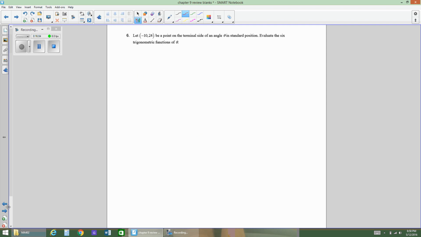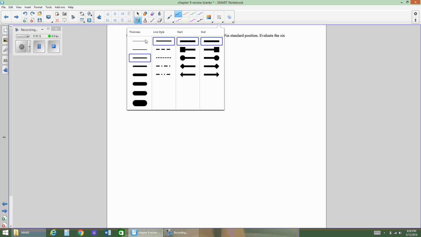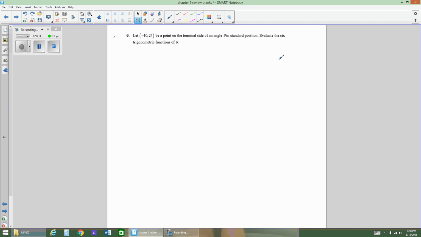It says let negative 10, 24 be a point on the terminal side of the angle theta. Evaluate our 6 functions. Okay, we got this, no problem. Ooh, that was very crooked. Okay, here's negative 10, here's positive 24. We're just pretending because it's the best I can do. Let's say it's like right there somewhere. You want to draw your triangle. And remember where theta goes. Where does theta go? Always at the origin.